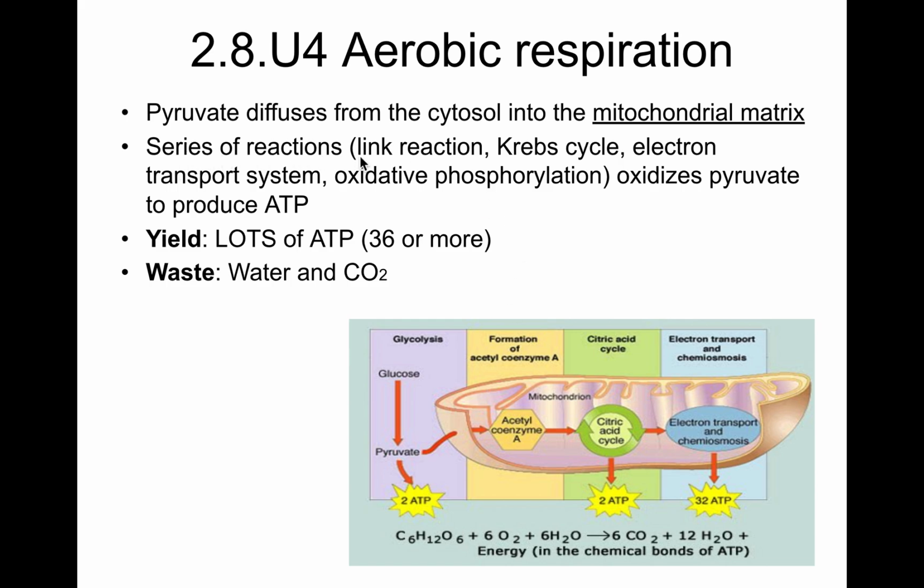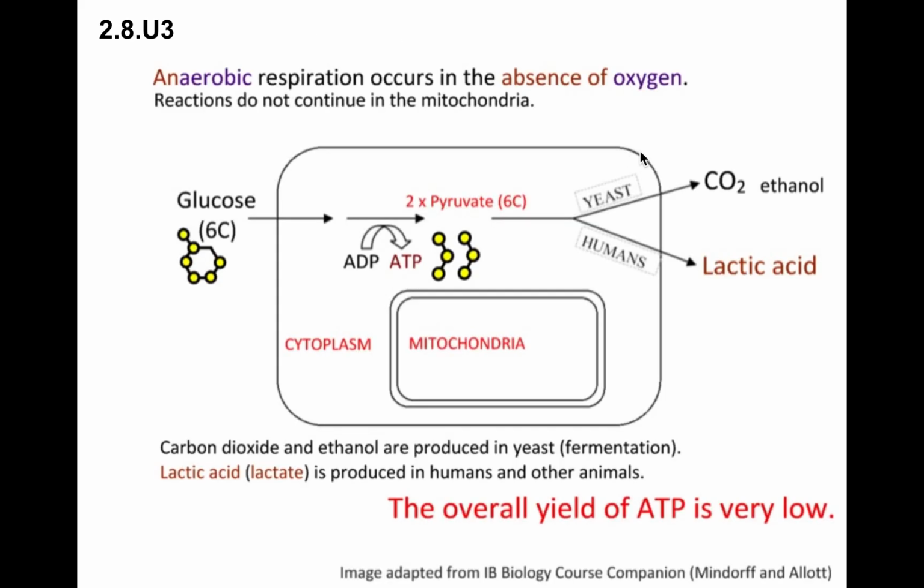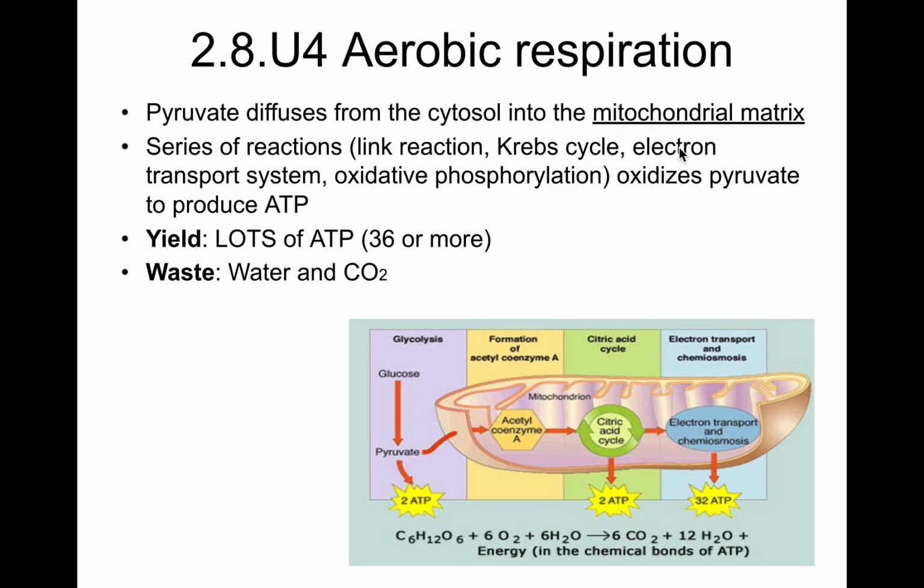And this is a series of reactions. So it starts with the link reaction from the glycolysis, goes on to the Krebs cycle, sometimes called the citric acid cycle. They're the same thing. Then to the electron transport chain, here, which is oxidative phosphorylation. And this oxidizes the pyruvate to produce the ATP.